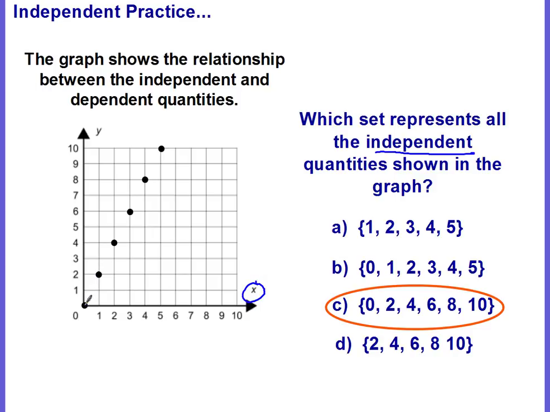So if you look, our first point is at 0. Our second one, if you go down to the x-axis, it's at 1. The next one is at 2. Then you go down, we have 3, 4, and then 5, which is why C is your answer.